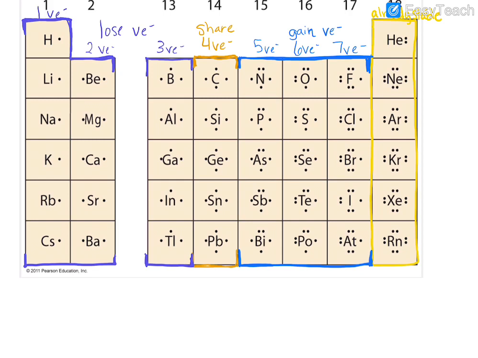Okay, so another example of a bond forming would be, say, with magnesium and fluorine. Okay, that would make magnesium fluoride. All right, so you might be going, okay, well, fluorine only has 7 and magnesium has 2. How's this going to work? Well, here's how it works.